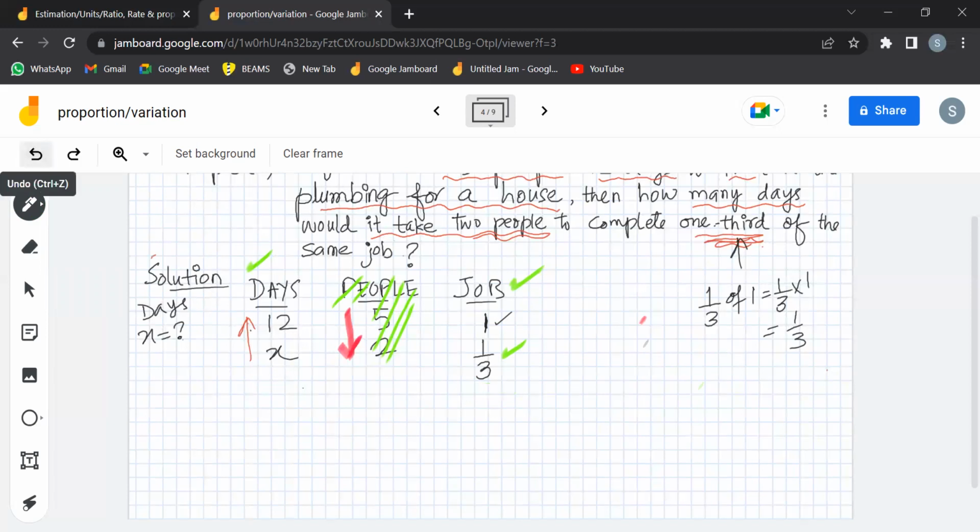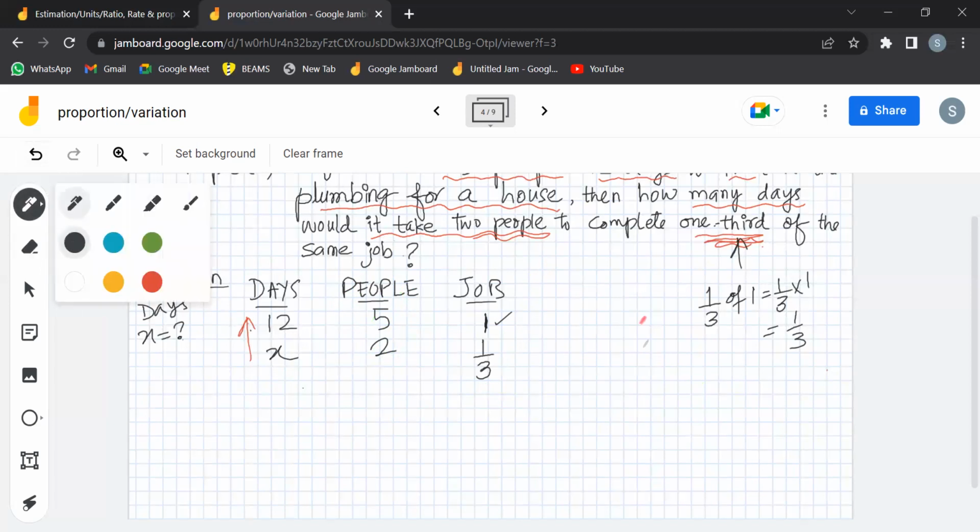So first I must delete this part, and then comparing first and the last. First and the last. So this was in the opposite direction. This was in the opposite direction, because people and days are inverse proportion, and job and days direct. So same as this arrow. So after drawing these arrows, next is just equating the ratios.